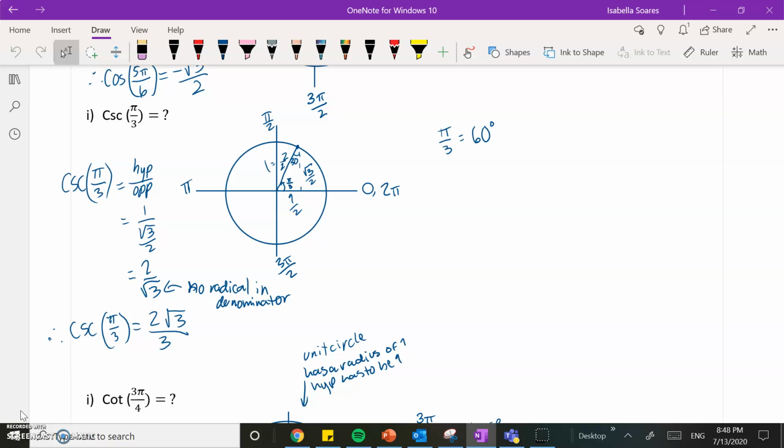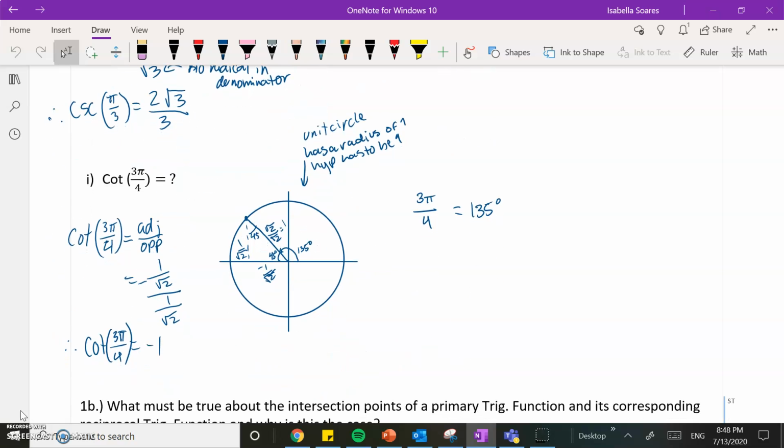So for this one, it was the cosecant of pi divided by 3, so it would have to be the opposite of sine. So instead of opposite over hypotenuse, it would be hypotenuse over the opposite side. So my hypotenuse was equal to 1, so I had 1 divided by the opposite side to pi over 3, which was root 3 divided by 2. And then I further solved and I got 2 divided by root 3, and because there can be no radical in the denominator, I had to rationalize. So therefore the cosecant of pi divided by 3 is equal to 2 times root 3 divided by 3.